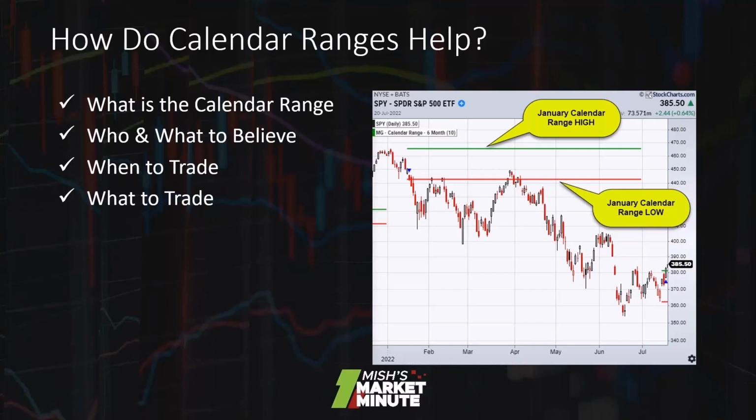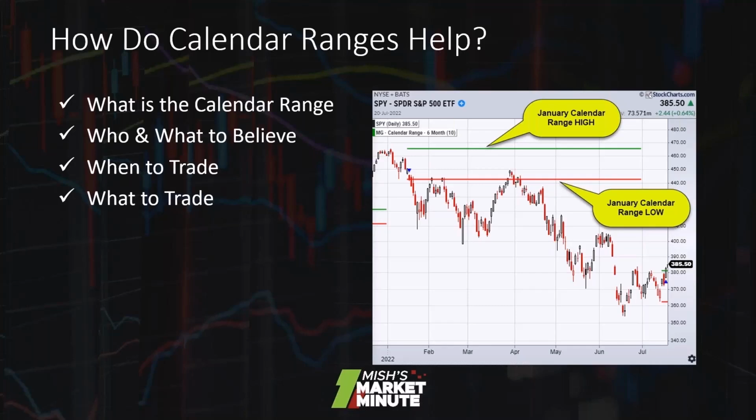And when you look at these two levels, it can give you incredible insight into which way the market's going to go. But the bigger picture here, before we dive into the charts, is that we use these to be able to answer the questions of who should I believe or what should I believe when all these different predictions and projections come out. Let the charts tell the story, and they will do that if you look at these calendar ranges. And when you let them do that, you'll know when to trade, you'll know what to trade.